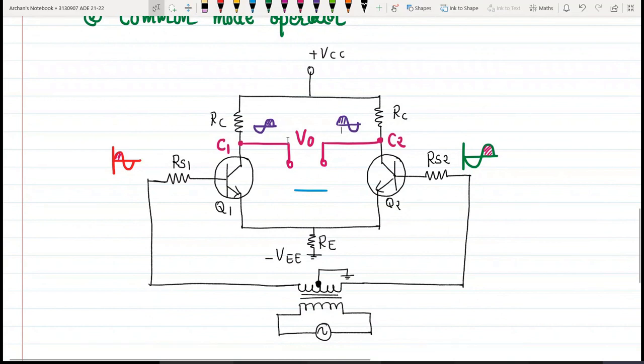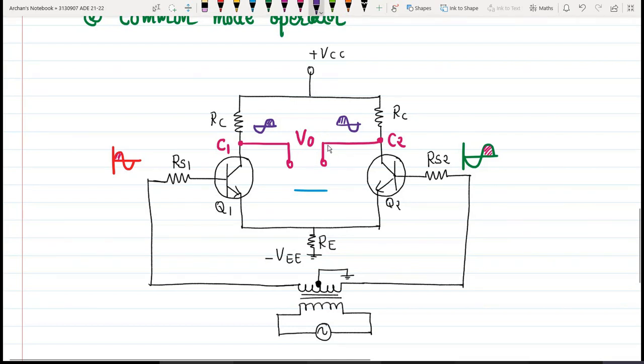Now coming back to the output voltage V0, right? V0 is nothing but the output taken across the collector of Q1 and the collector of Q2. So the two outputs on collector 1 and 2 are equal in magnitude, you can see, but they are opposite in polarity. So the output V0 is nothing but the difference between these two signals.